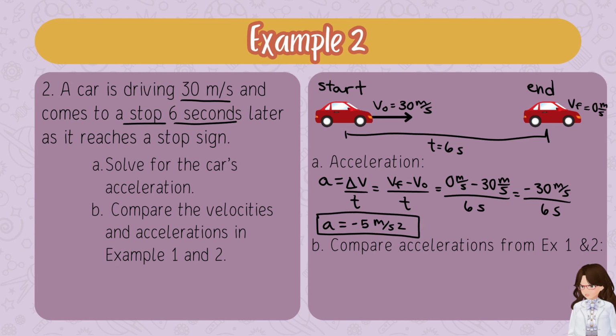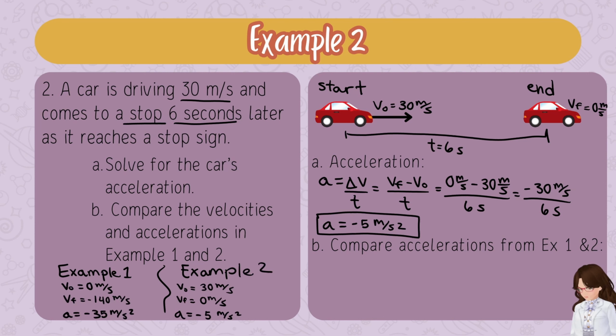So in part B, it says compare the velocities and accelerations in example 1 and example 2. First things first, I'm going to set myself up with some information so that we can look at the two problems side by side. So we have example 1, and then we have example 2. Let's compare. We can tell that between V naught and V final, we have negative velocity values, and we also have negative acceleration. In example 2, between V naught and V final, we had positive velocity values and a negative acceleration.